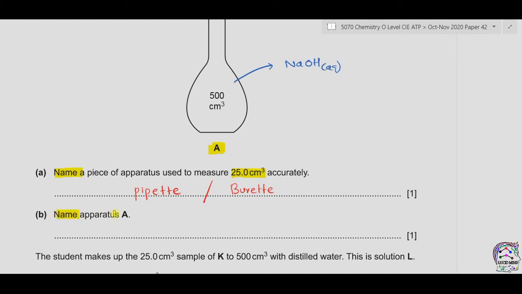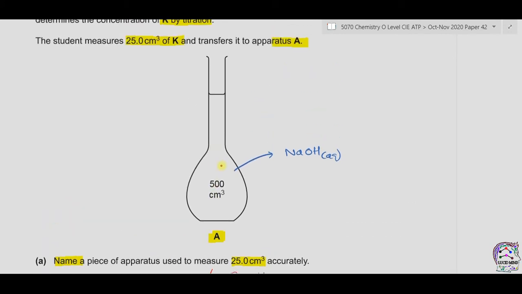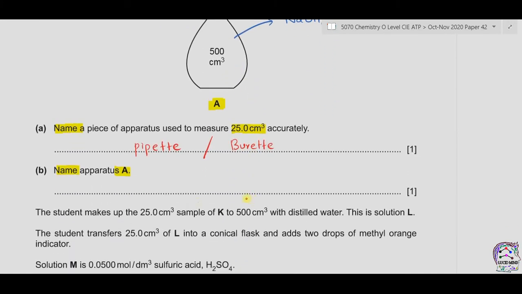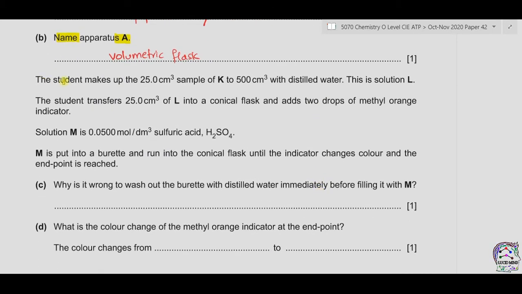Part B. Name apparatus A. Now we can see that this is apparatus A and the name is volumetric flask, or you can write graduated flask or standard flask. So it could be volumetric flask, or you can also write standard flask or graduated flask. The student makes up the 25 cm³ sample of K, which was sodium hydroxide, to 500 cm³ with distilled water. This is solution L. So now the solution L is aqueous sodium hydroxide, which is 500 cm³.